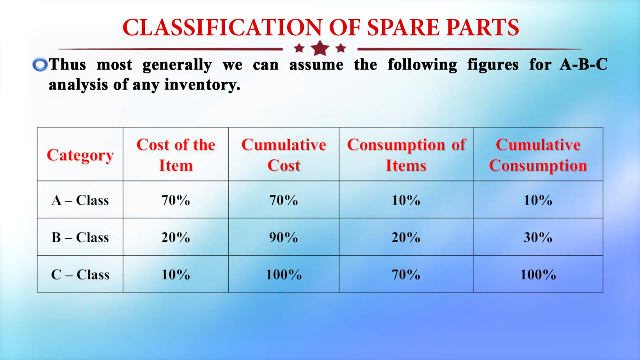And in the B class items, 20% consumption and 20% cost. But in the C class items, the cost of the item is only 10%, but the consumption of the items is 70%. So, in this way one has to classify A class to manage the inventory efficiently, effectively and cost effectively. We have to manage the spare parts inventories in this method: A class items, B class items and C class items. So, this is an efficient method of maintaining the inventories in spare parts management.